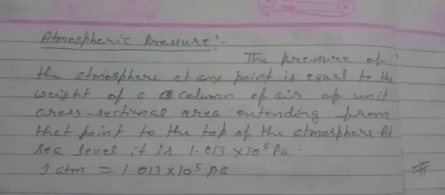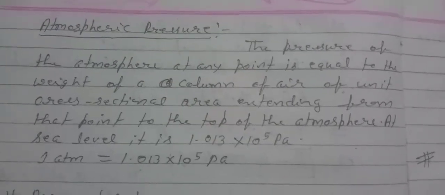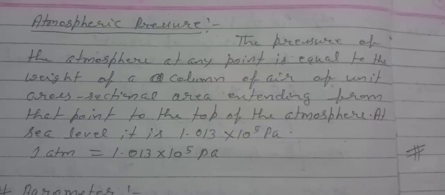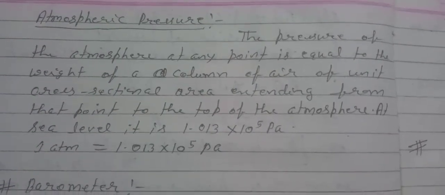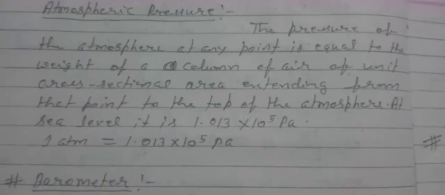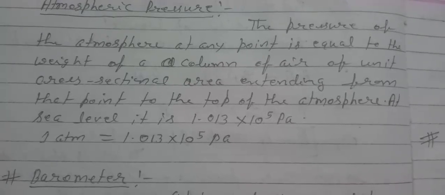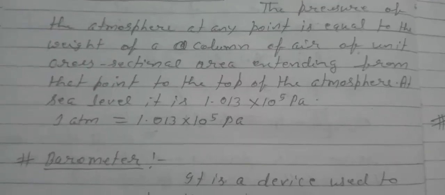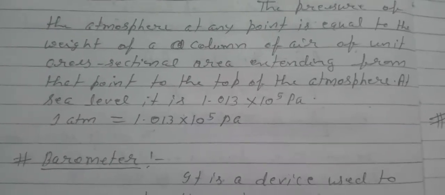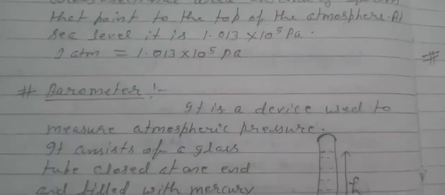Atmospheric pressure. The pressure of the atmosphere at any point is equal to the weight of a column of air of unit cross-sectional area extending from that point to the top of the atmosphere. At sea level, its value is 1.013 into 10 to the power 5 Pascal, or 1.013 into 10 to the power 5 Newton per meter square, or 1 atm.